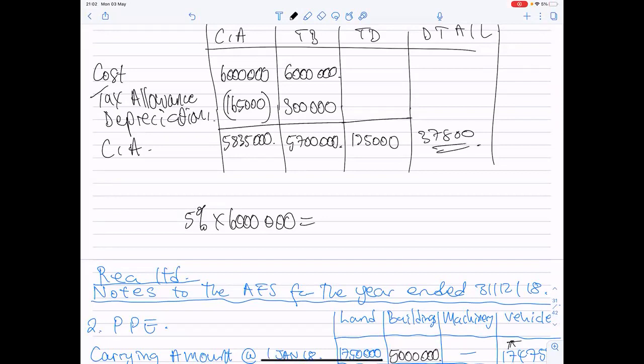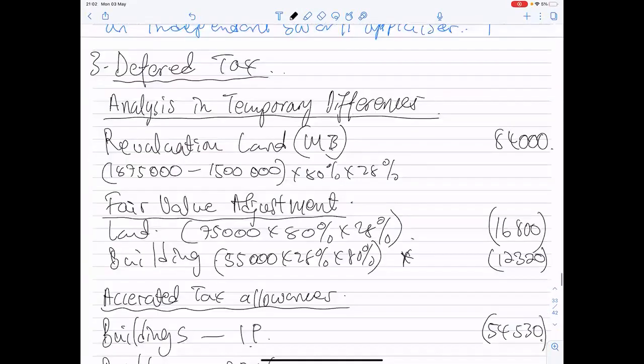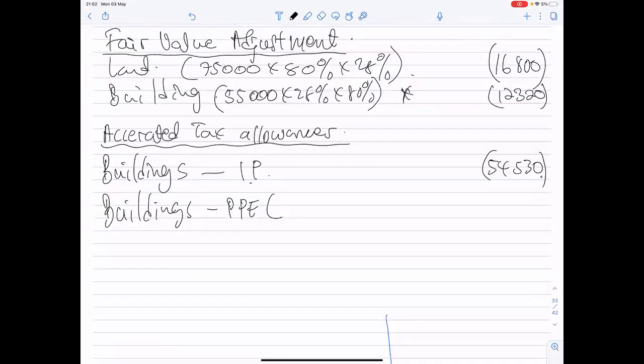Tax allowance. So in the examination, you just have to know that I'm calculating the carrying amount versus the tax base: how much depreciation has been charged on the asset from when it was bought until now, and how much tax allowance has been allowed by SARS from when it was brought into use until today. So then you get your 37,800. So that's your accelerated tax allowance of the buildings, which is 37,800. We're done.